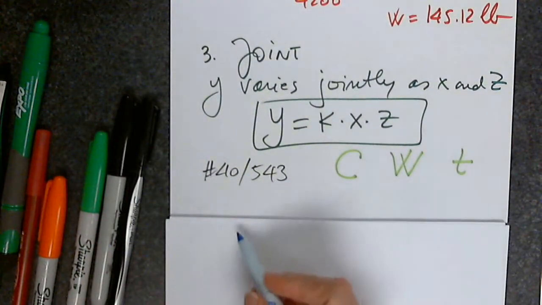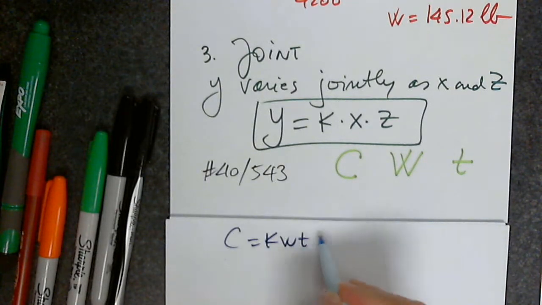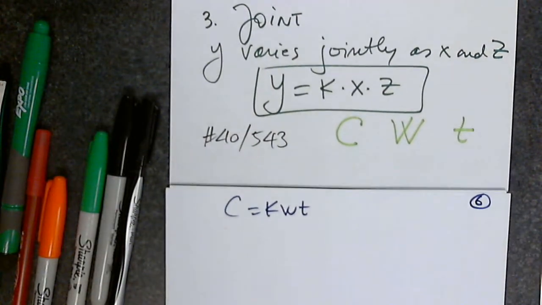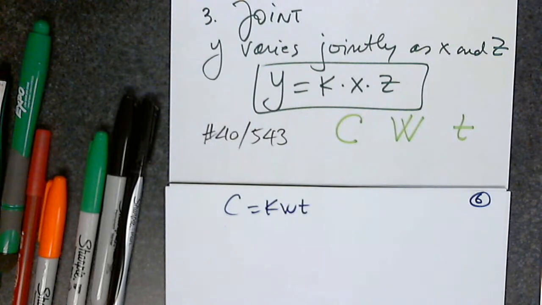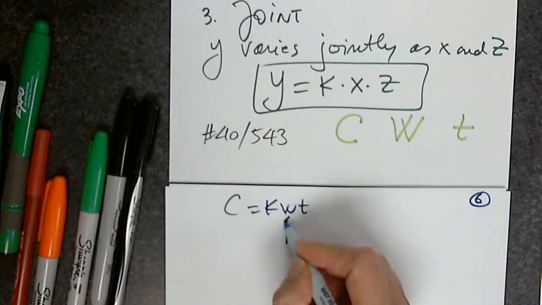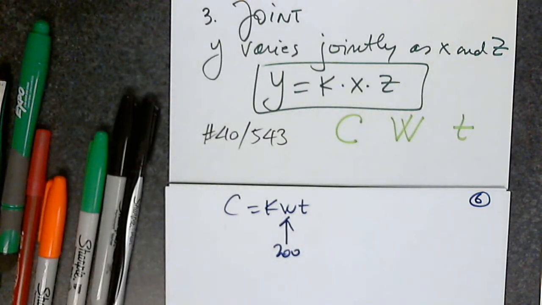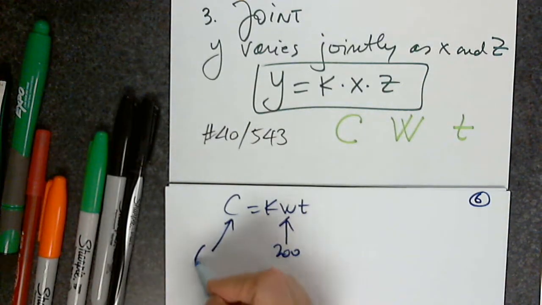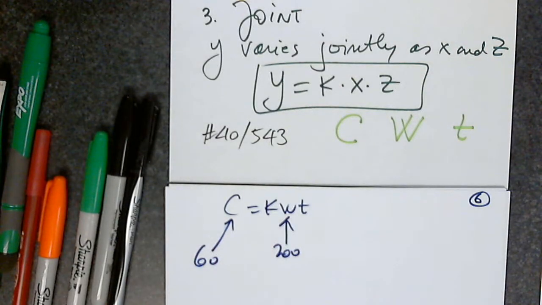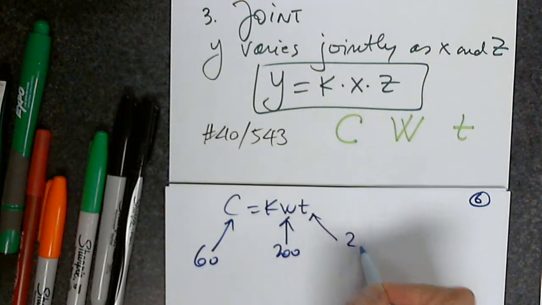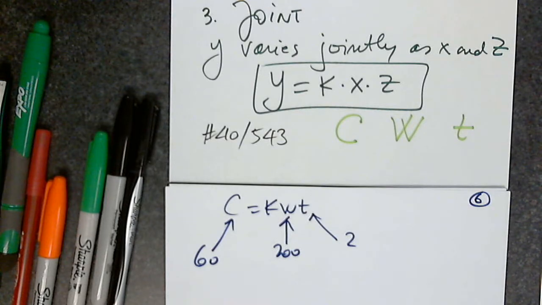Very good. Now I can read on. If 200 workers can produce 60 cars in 2 hours, why is this information given?